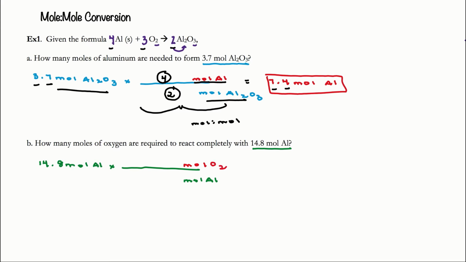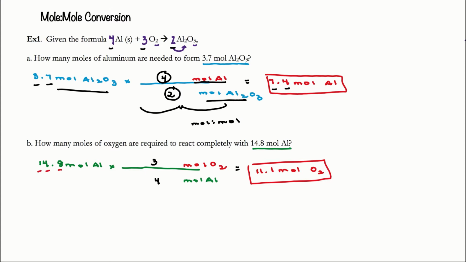Well, the coefficient in front of oxygen is a 3. The coefficient in front of aluminum is a 4. So I'm going to take 14.8 and I'm going to divide by 4 and multiply by 3, and I get 11.1 moles of oxygen. Notice the amount of detail I'm giving. Notice that my given has 3 sig figs, 1, 2, 3, and my final answer has 1, 2, 3 sig figs as well.